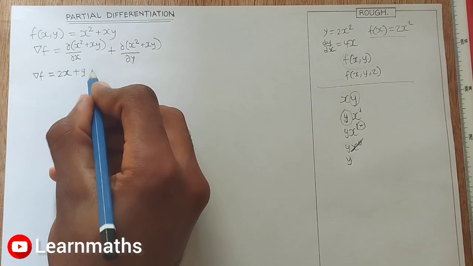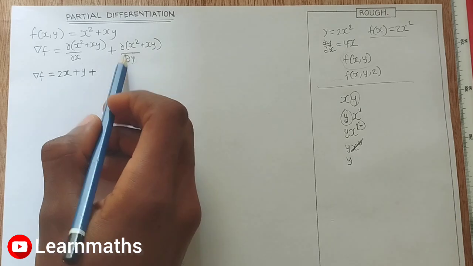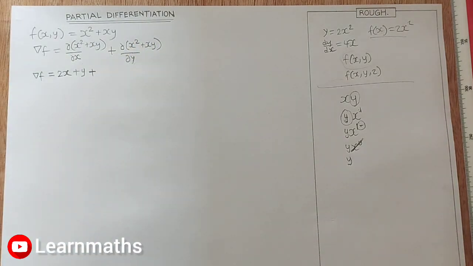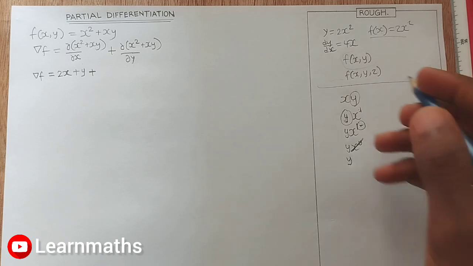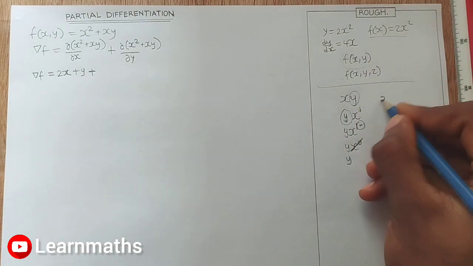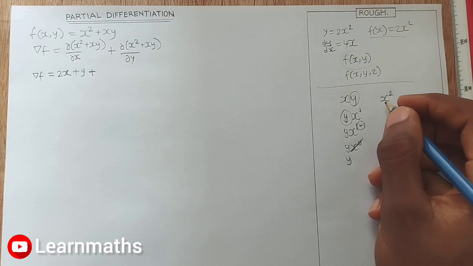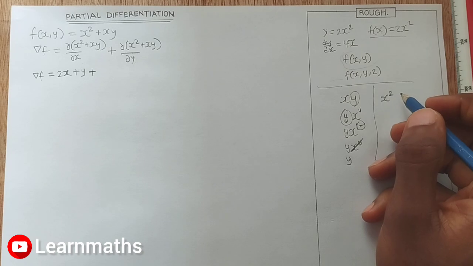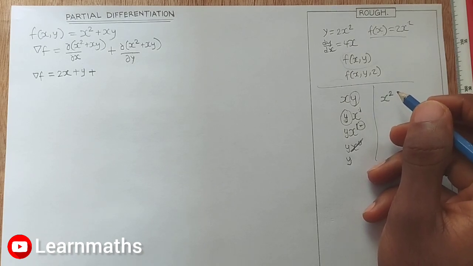Let's see what the partial derivative of this function with respect to y is going to be. Now this is x squared. How do we differentiate x squared with respect to y? Let's do that in the rough here. You want to differentiate this with respect to y. Remember now, we are differentiating with respect to y. So we're going to assume that x is a constant. x is a constant. y is going to be the variable we're differentiating.